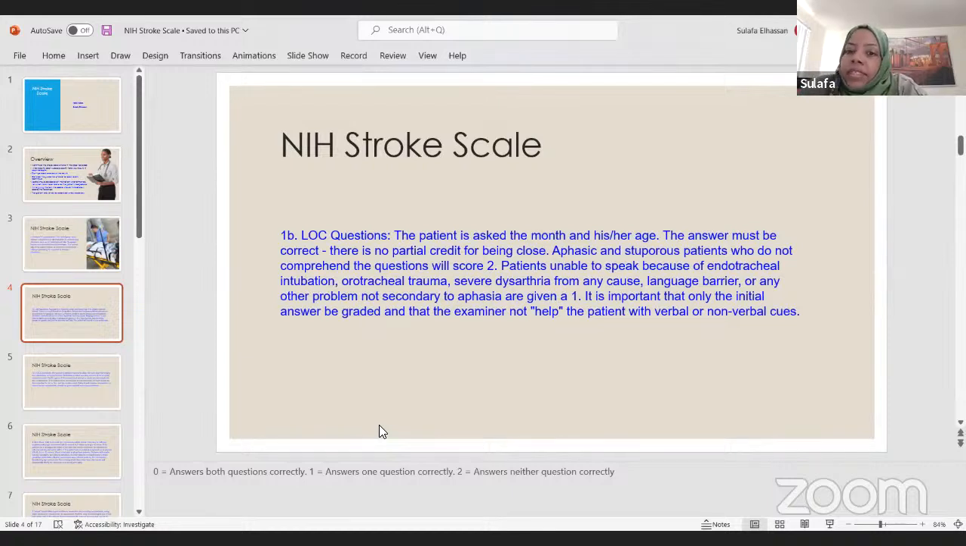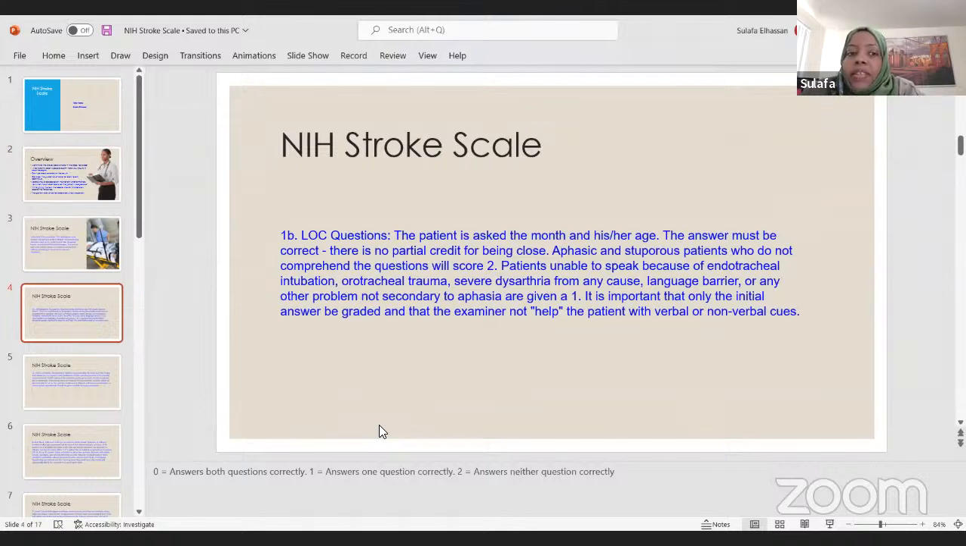Sometimes the patient will be aphasic or stuporous. He cannot comprehend the question, and you can score him 2. A patient who is not able to speak because of endotracheal intubation, orotracheal trauma, or severe dysphagia from any cause, or, for example, a language barrier that prevents him from understanding you and talking to you, or any other problem like aphasia, you can give the patient 1.